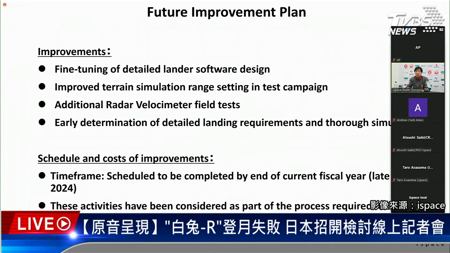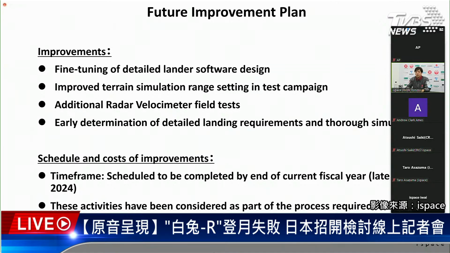Yes, then here in this slide, I would like to share our improvement plan. First of all, surely from the software perspective, we need a fine tuning of the detailed lander software design. In addition, if we correctly carried out the simulation by considering terrain or topological data, we could identify the issue in advance. Then improved terrain simulation, range setting, and test campaign, of course, should be required.